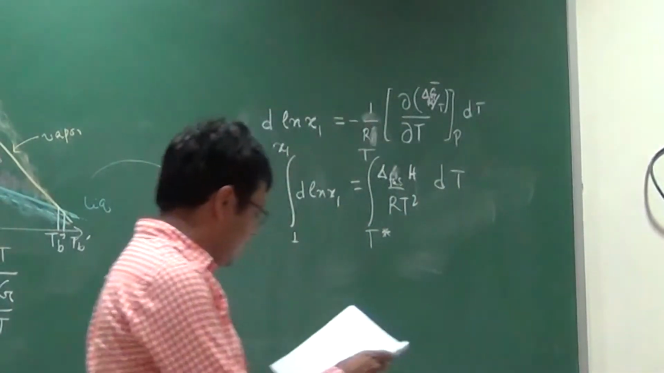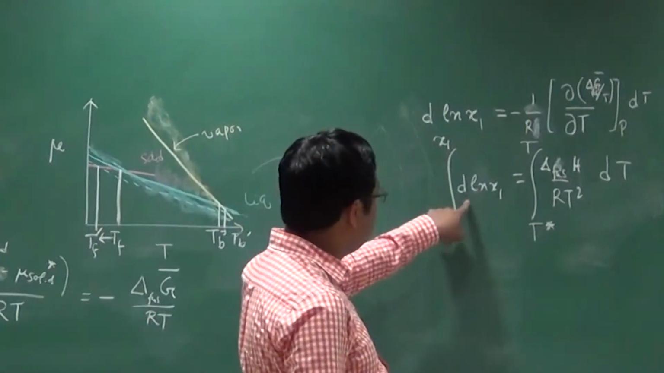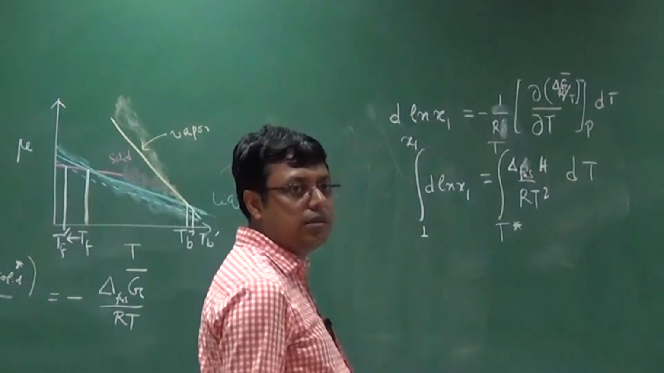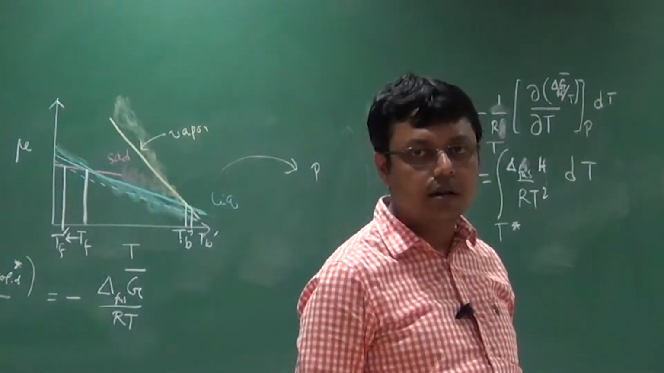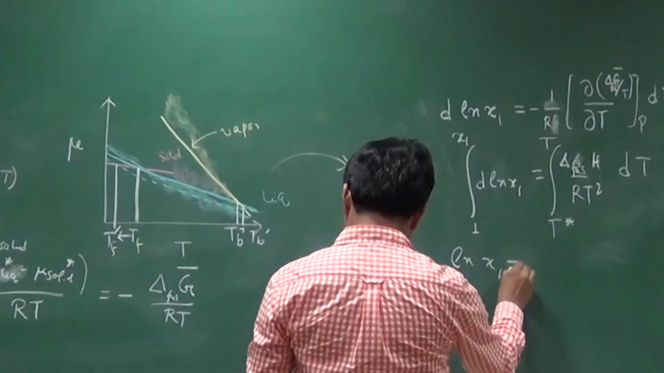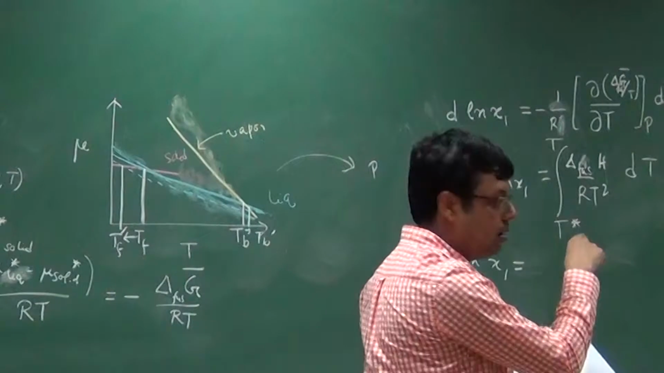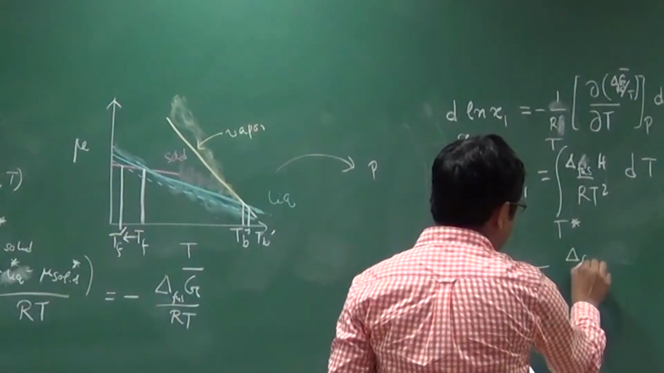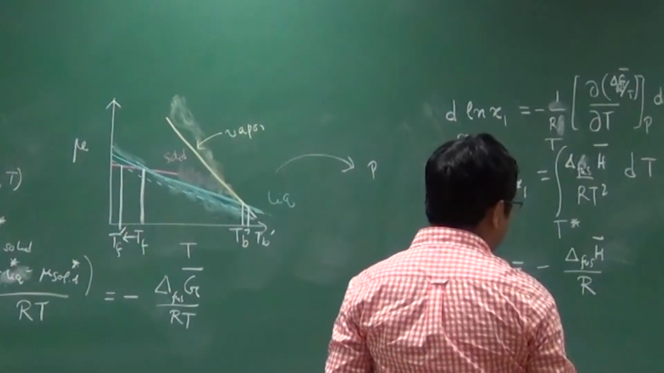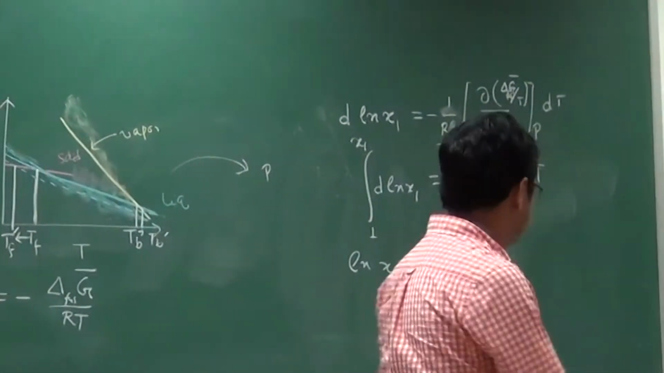Alright, now we are all done basically. What you see here is d ln x1 integrated from 0, and the right hand side is basically 1 over T square integrated, so it will be minus 1 over T. So what we have is ln x1, with a minus sign because it is 1 over T square, equals delta fusion h bar, there was a bar sign because it's for 1 mole, times 1 over T minus 1 over T star.